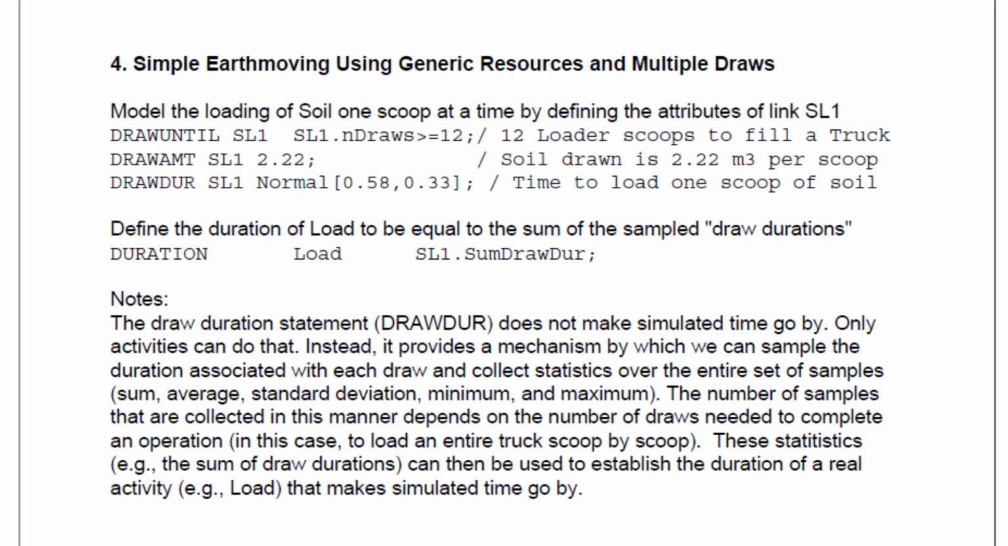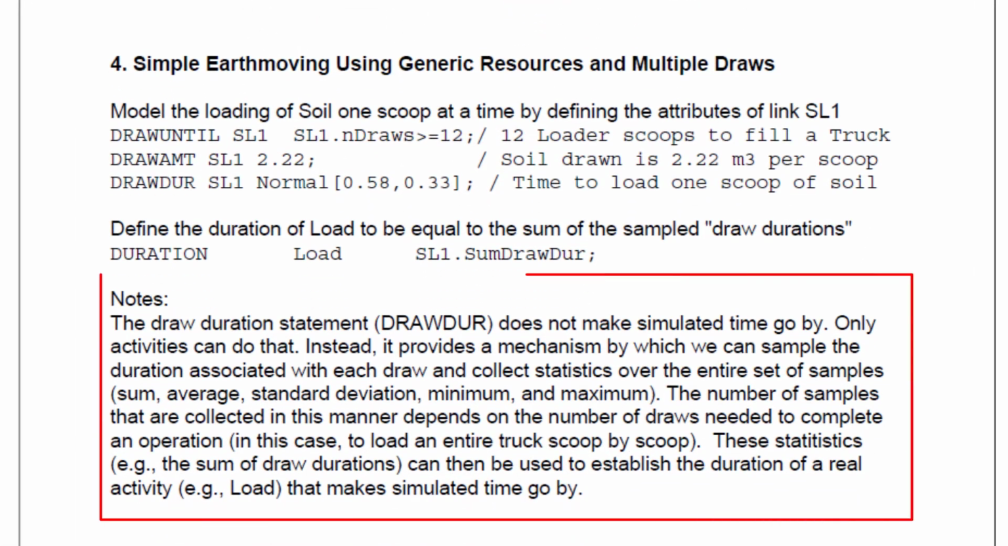Notice that the draw duration does not make simulated time go by. Only the duration of activities actually makes simulated time go by. The draw duration statement provides a mechanism by which we can sample the duration associated with each draw and then collect statistics over the entire set of samples. We can collect the sum, the average, the standard deviation, the minimum, and the maximum.